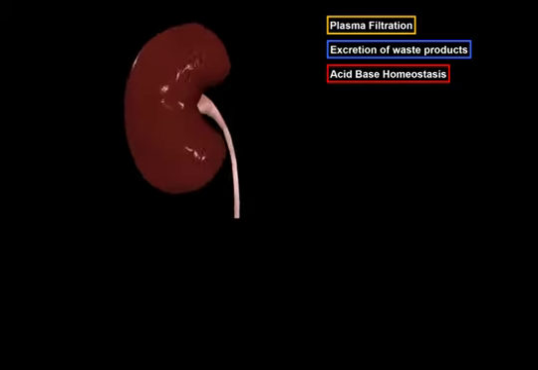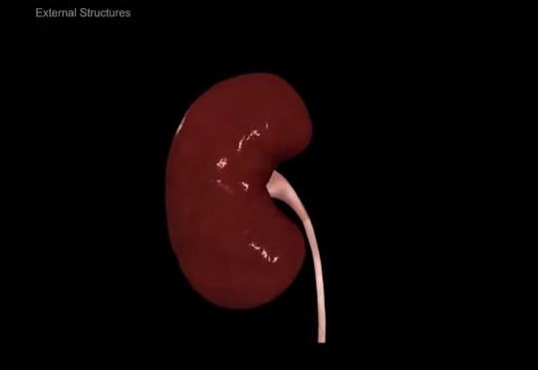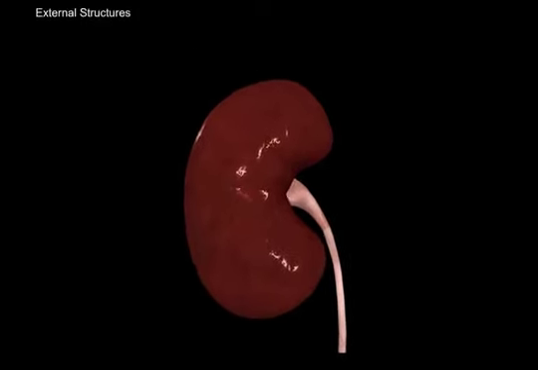Now, there are other functions the kidneys have as well, such as hormone production, producing hormones like erythropoietin that stimulates red blood cell production, and vitamin D metabolism by activating vitamin D, because vitamin D in our blood is usually inactive. So that's the function of the kidneys. They are very important to our body, kidneys are.